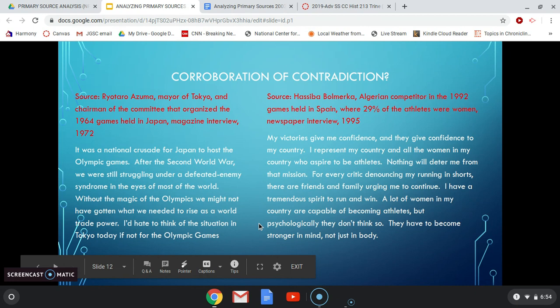So they're talking about pride in different ways and how it influences them in different ways. And yet, this is still corroboration. The pride that goes along with hosting, competing, just the Olympics in general. It brings great pride to people who were involved in it and to the whole country. Both of them talk about pride for large groups of people, even those who weren't specifically in the Olympics. Here in Japan, we have the magic of the Olympics leading to Japan rising as a world trade power. And over here, she's talking about women becoming stronger in mind, not just in body. All women in her country. She specifically says that: all the women in my country. So, points of pride. That's one corroboration between them.